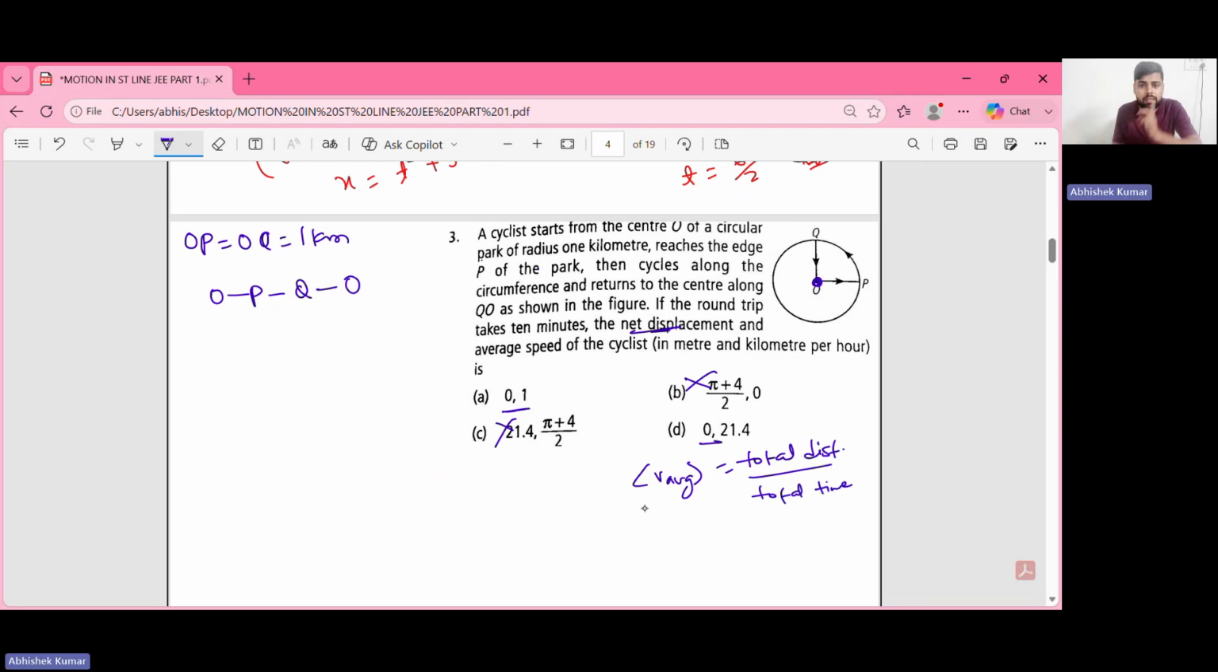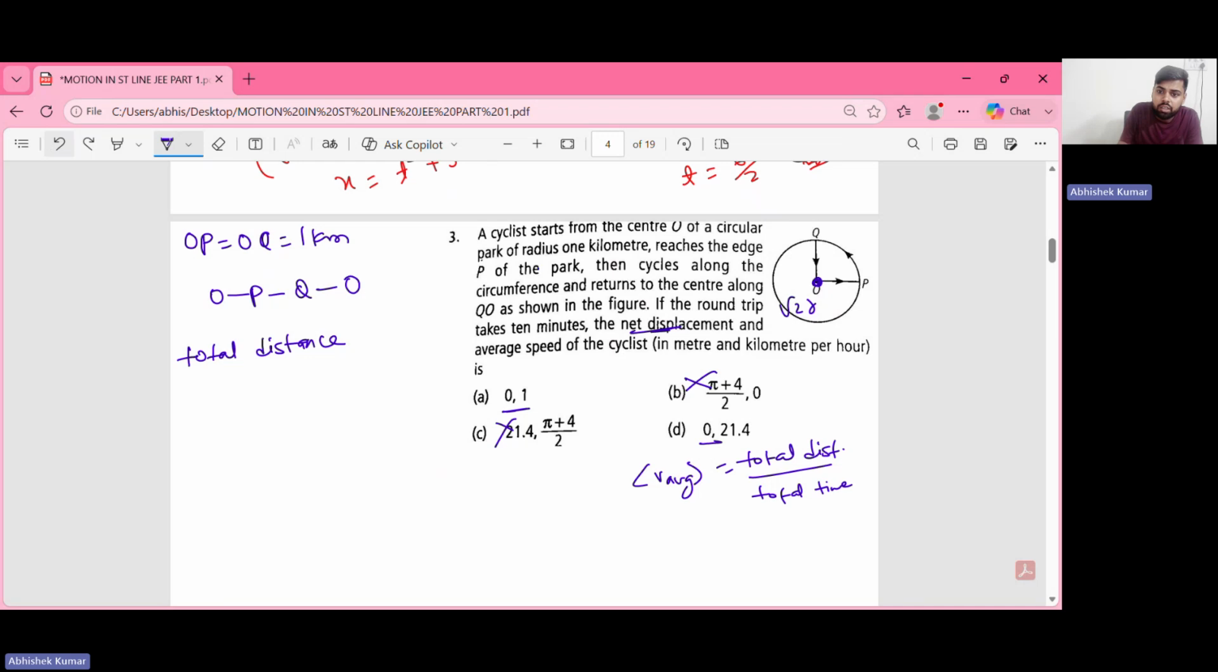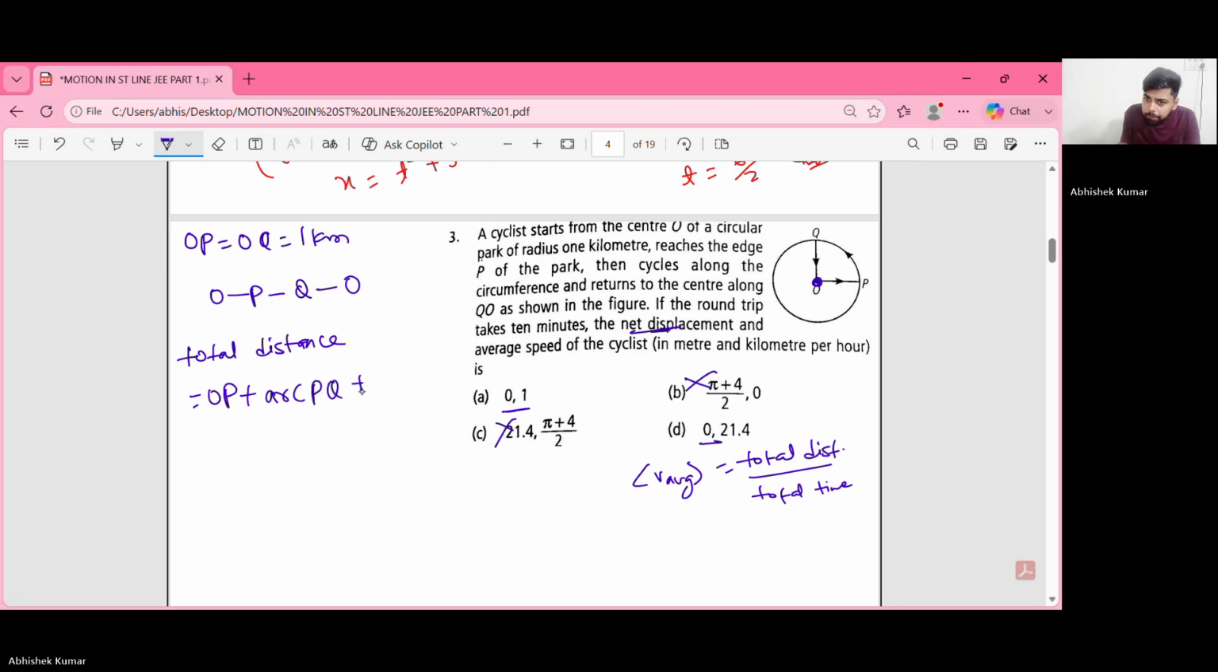So we have to find the distance. What is the approach to find total distance? Maximum students will make a mistake here. They will take directly the value root 2 r. That is wrong. We cannot take it like this because it's a distance. Distance means total path traveled. It means what? OP plus arc PQ plus OQ. Correct?